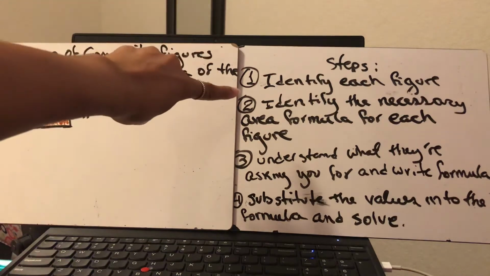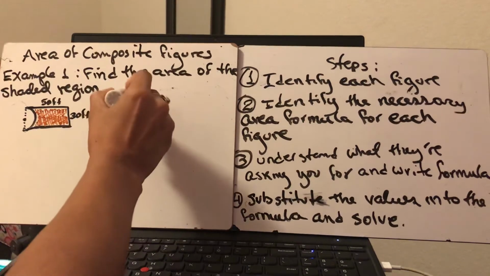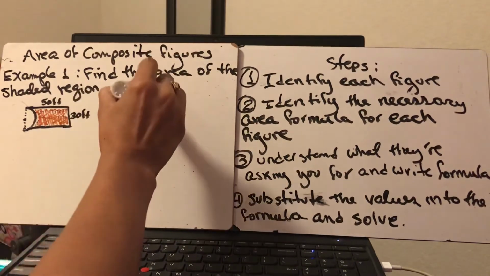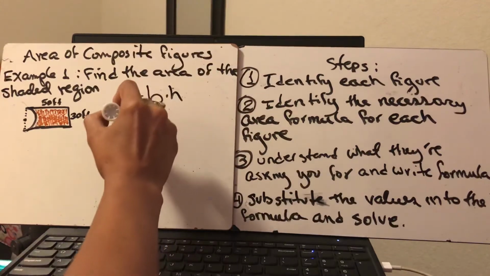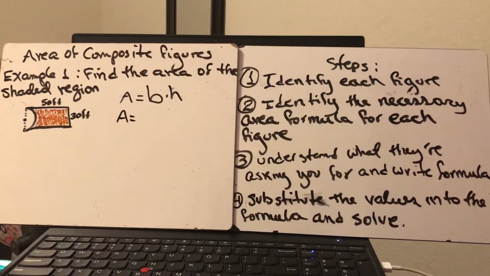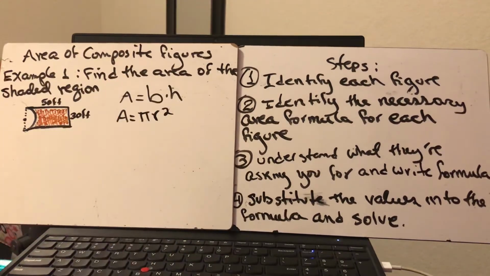So then the second step says to identify the necessary area formula for each figure. So I'm going to quickly write those down, and you should all remember or go back into your notes what the area of a rectangle looks like. So it's just going to be base times height, and I'm just going to put this here to remember what those are. And then the area of a circle will be pi r squared. Okay, so I know I need to deal with those two formulas.